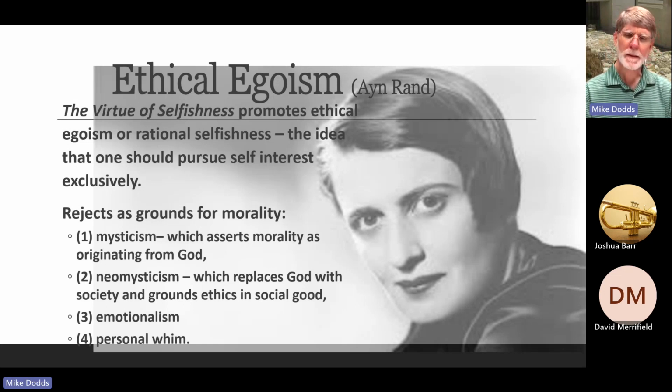Now, here's where flags would go up, but it's to act in a way that forces others to help themselves. See, there's where they were hoping for. Now, I've also got on that slide the ethical egoist would reject mysticism, which asserts morality is originating from God, neo-mysticism, which replaces God with society. There's cultural.